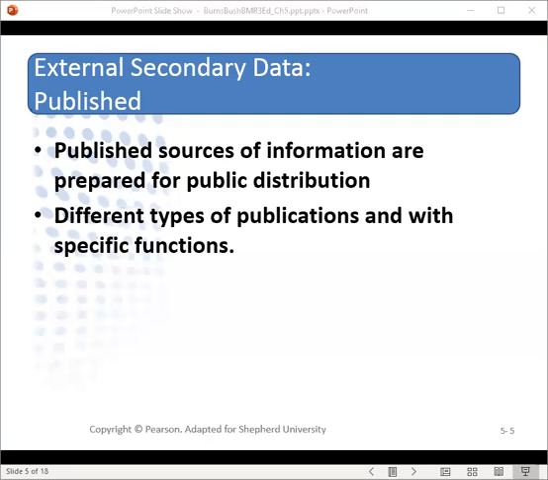Statistical sources provide numerical data, often in tables, pie charts, and bar charts. Biographical sources provide information about people, and it's useful for information on CEOs and others. And then legal sources provide information about legislation, regulations, and current case law.